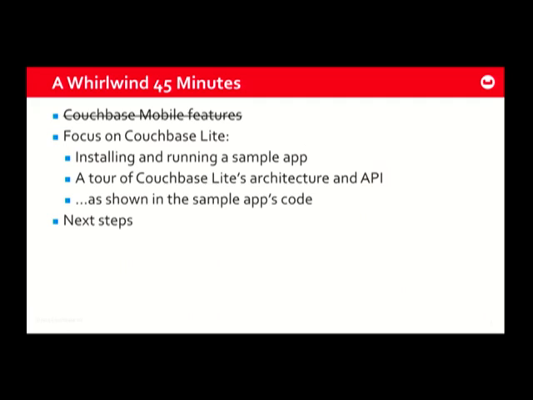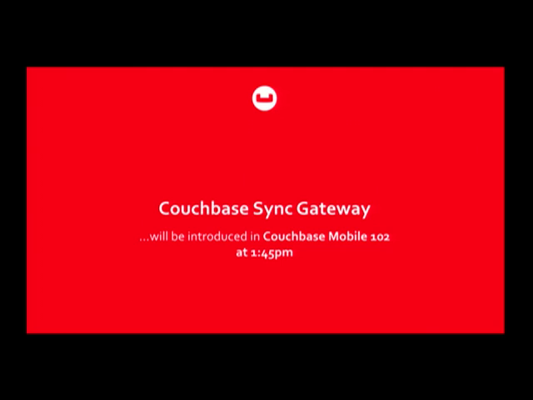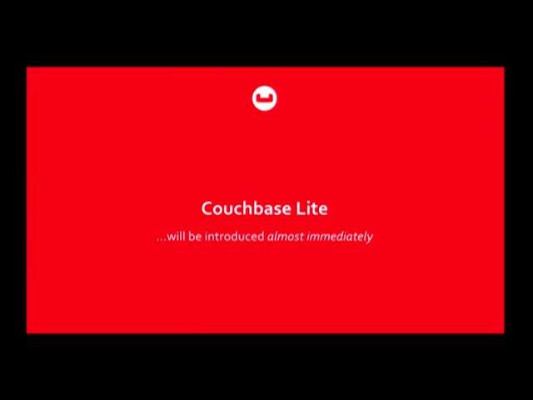I'm going to talk about the Couchbase Lite architecture and the API, in the context of explaining our simplest sample app, which is called Grocery Sync. And then get into some of the next steps that you can do, both talks here at the conference and online resources that you can look at. So the Couchbase Sync Gateway, I'm really not going to be covering here. That's going to be the focus of the next talk after mine, which will be at 1:45 after lunch. But I will be talking about Couchbase Lite now.